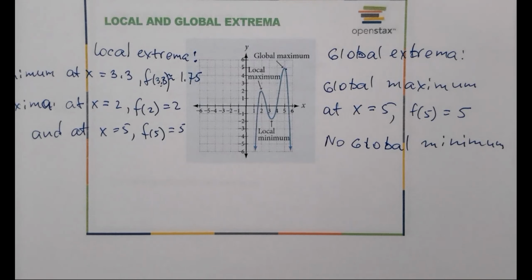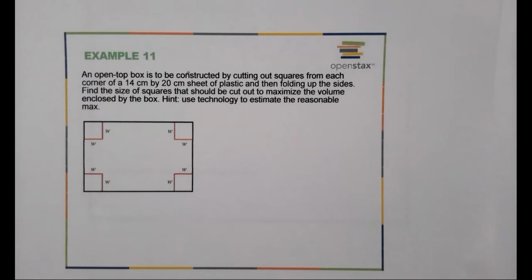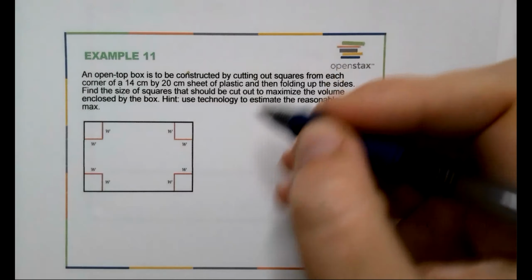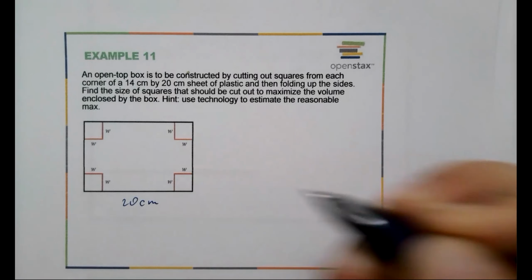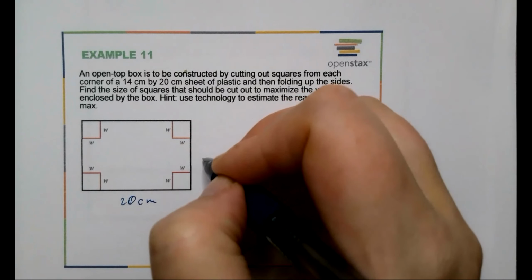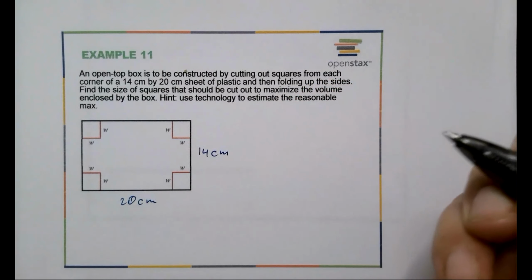So let's take a look at the next problem. Here we have an open top box that is to be constructed by cutting out squares from each corner of a 14 centimeter by 20 centimeter sheet of plastic, and then folding up the sides. Find the size of squares that should be cut out to maximize the volume. Okay, so here's our dimension. This side is 20 centimeters, and this side is 14 centimeters.